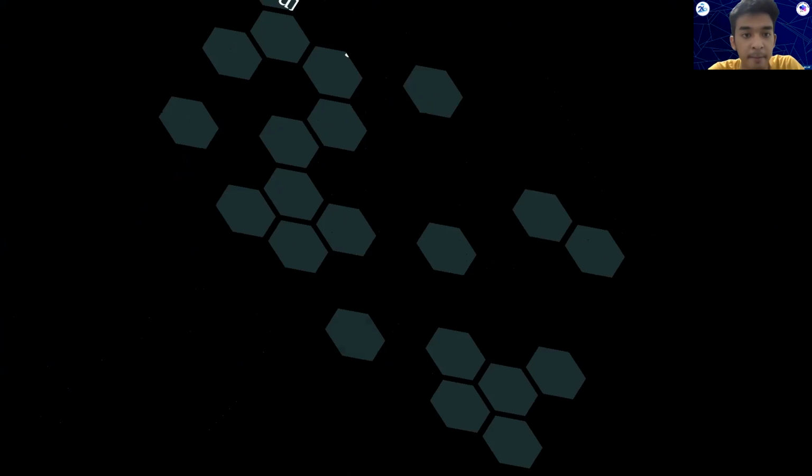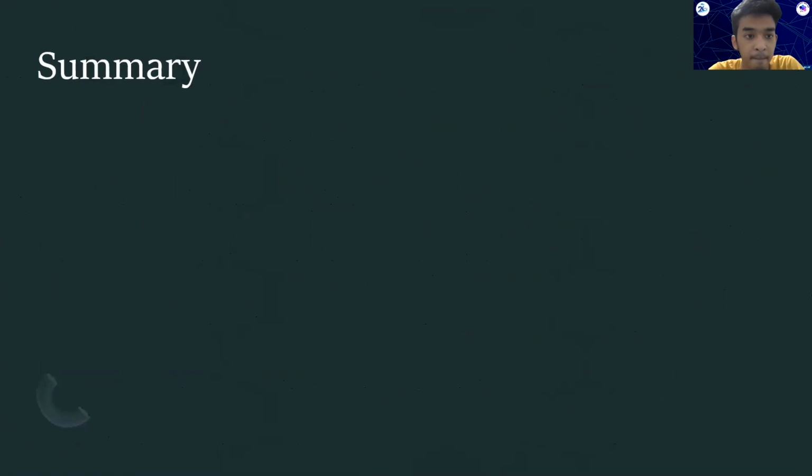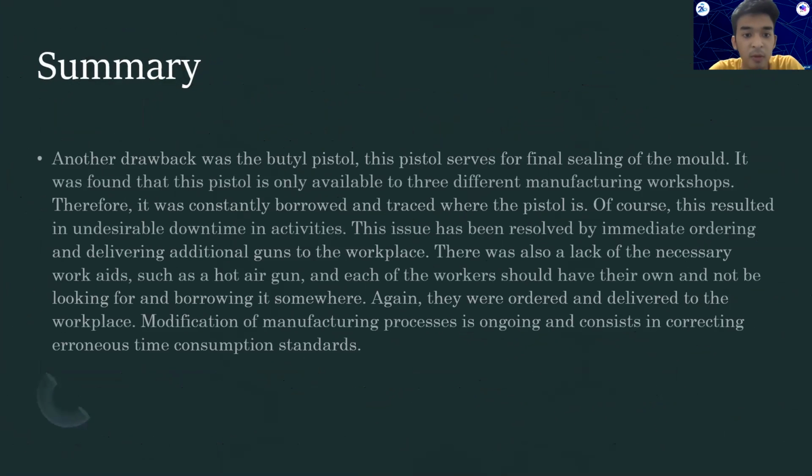And then another drawback was the butyl pistol. This pistol served for final sealing of the mold. It was found that this pistol is only available to 3 different manufacturing workshops. Therefore, it was constantly borrowed and traced where the pistol was. Of course, this resulted in undesirable downtime in activities. This issue has been resolved by immediately ordering and delivering additional guns to the workplace.